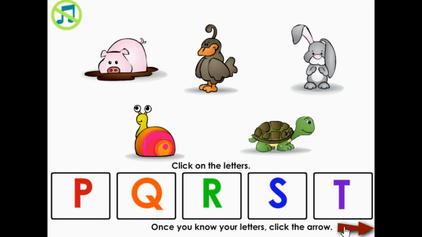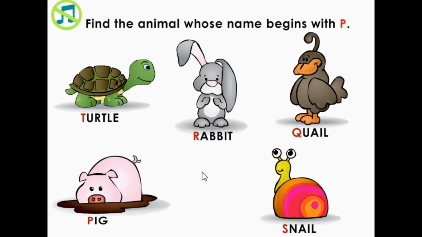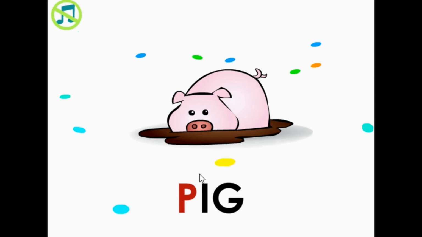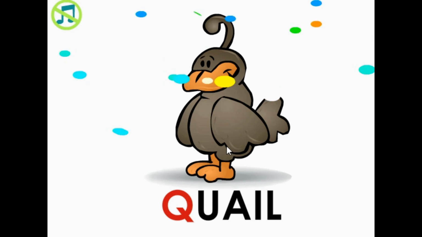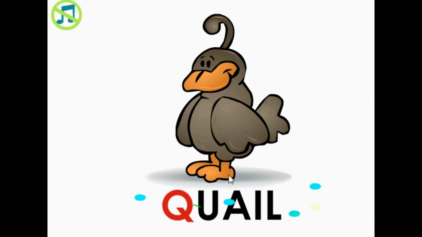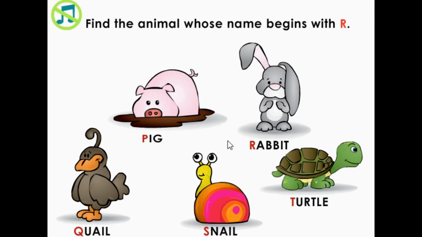Next page. Find the animal whose name begins with P. Awesome! Pig begins with P. Find the animal whose name begins with Q. Find the animal whose name begins with R.